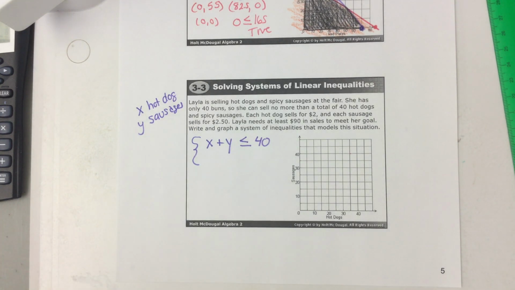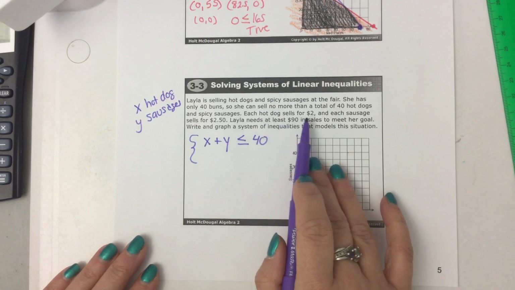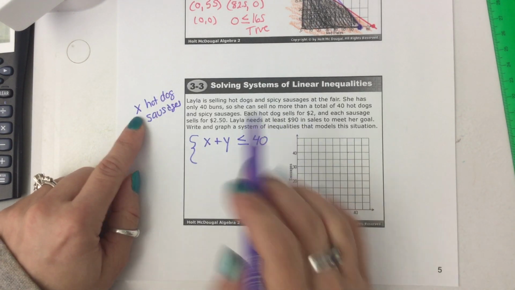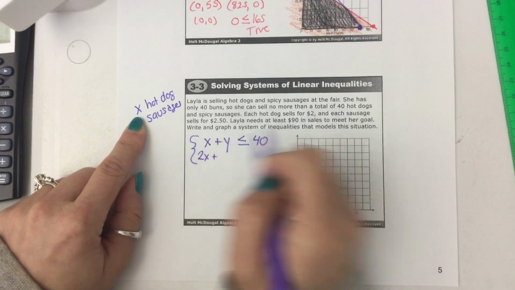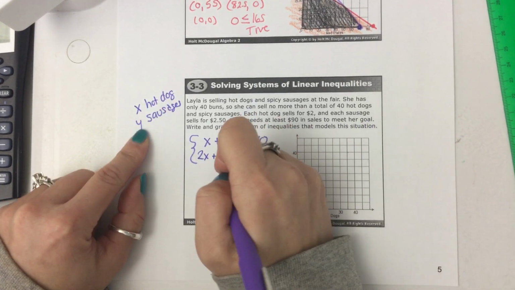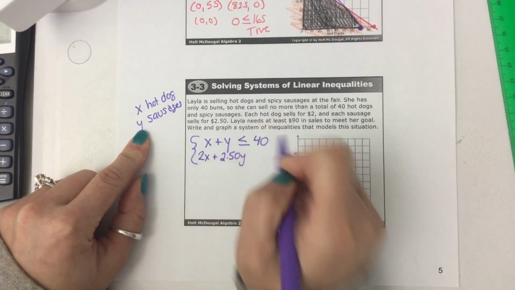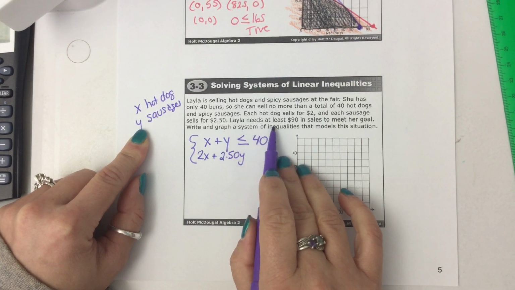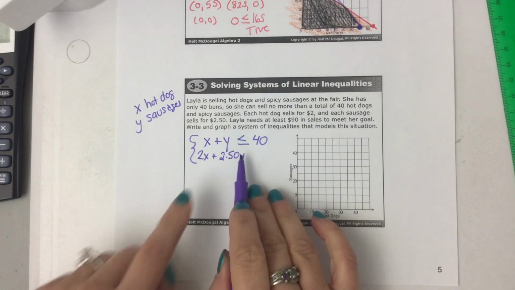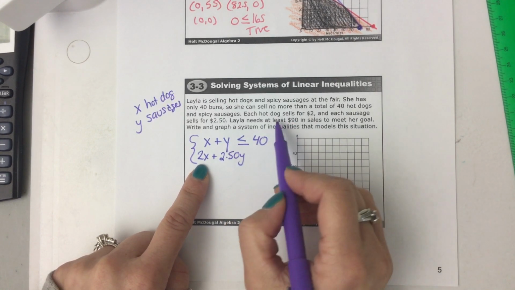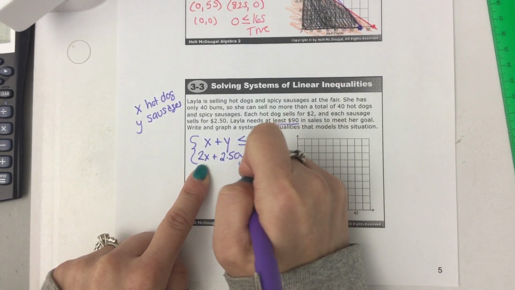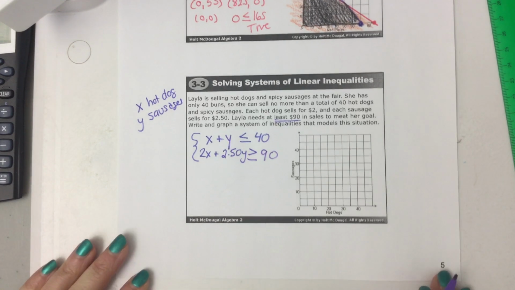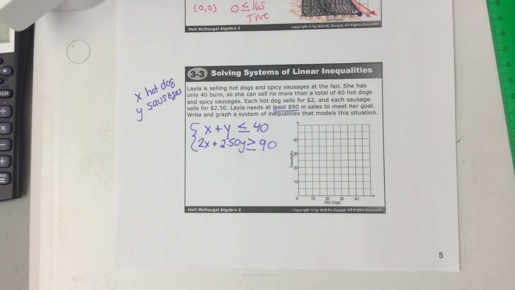Okay, next thing. Each hot dog sells for $2. So hot dogs are $2, plus each sausage is $2.50. Layla needs at least $90 in sales to meet her goal. So she needs this to be $90 or more, so this has to be greater than or equal to 90. Write and graph a system of inequalities that models this situation. So we've got to help Layla figure out what combinations could she make to earn enough money but not run out of buns.